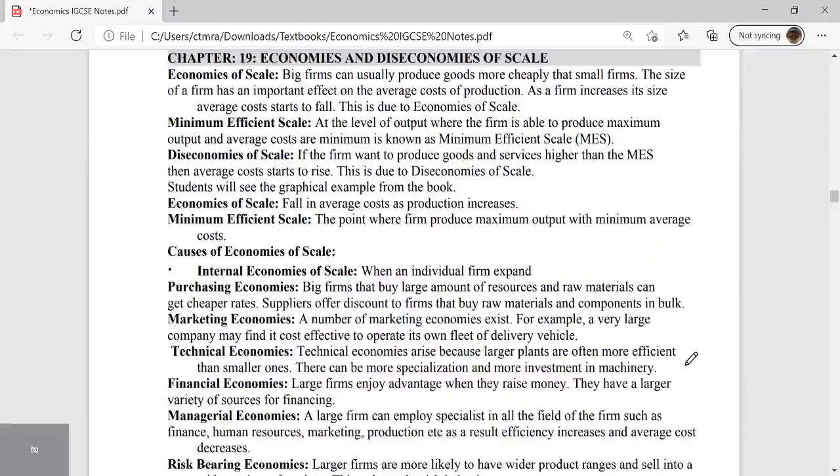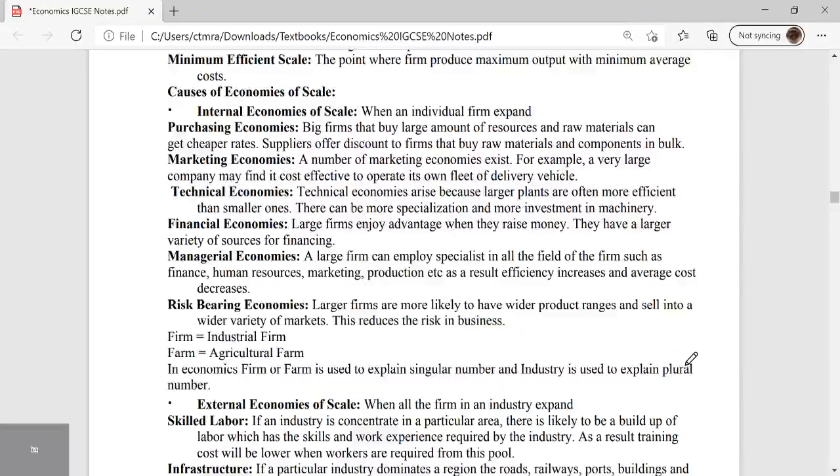Okay, so economies of scale, there are two types, mainly internal economies of scale and external economies of scale. Internal economies of scale means that when a firm is expanding by its own resources, that's internal economies of scale. And external economies of scale means when the industry is expanding, all the firms in the industry will improve.